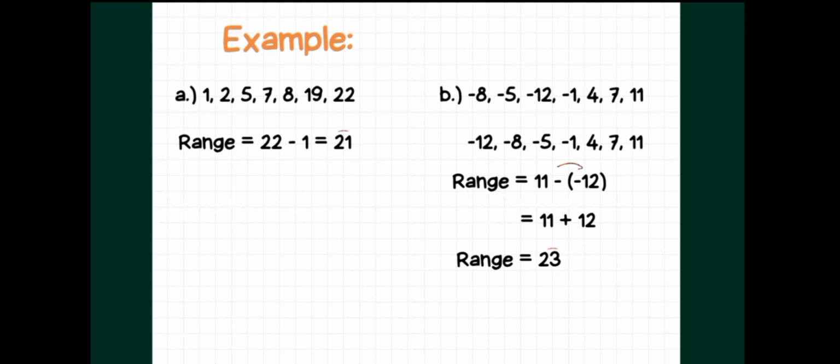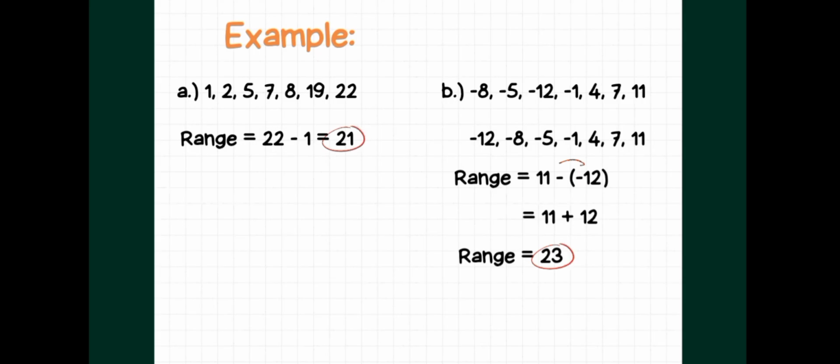Paano nangyari? Bakit naging positive ang 12? Kasi 11 minus 12, yung minus sign ay may distribute sa negative 12. So 11 plus 12 is equals to 23. Yan ang 23 ang ating range sa dataset letter B.